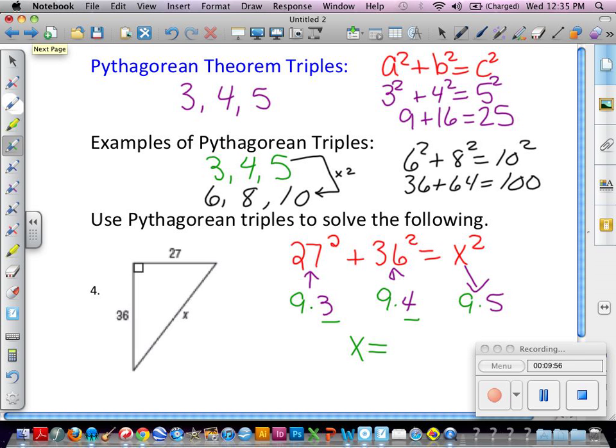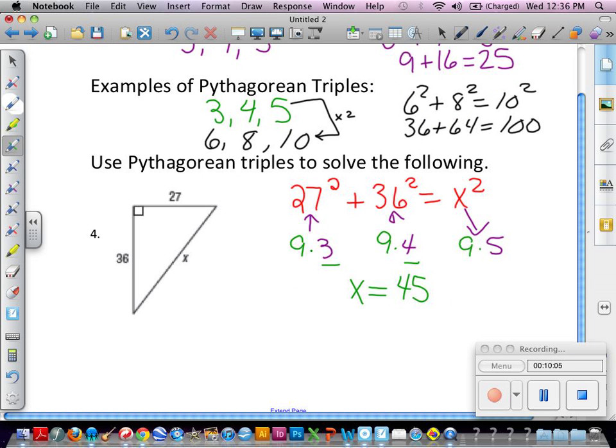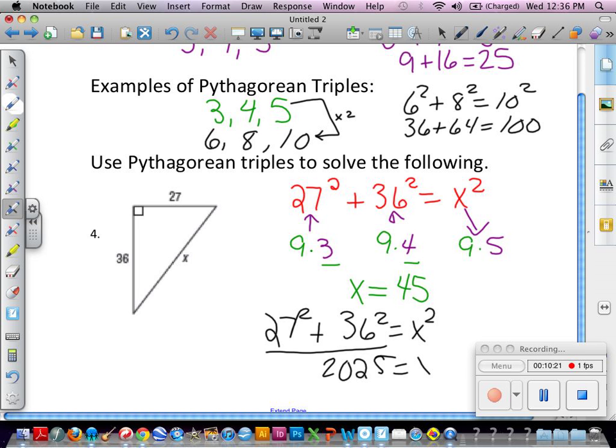So using my Pythagorean theorem triple of 3, 4, 5, I can find the answer of 45 without even using my calculator. If you wanted to, you could, yes, take 27 squared, take 36 squared equals x squared, and punch that in your calculator. When you take 27 squared and 36 squared, you get 2025 is x squared. Take the square root of both sides. Yes, you are getting 45.